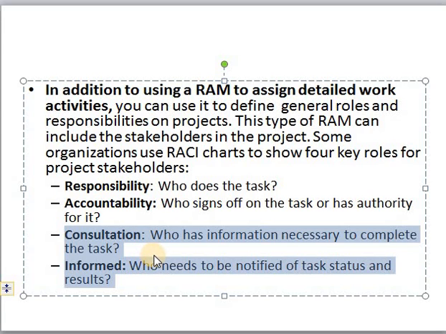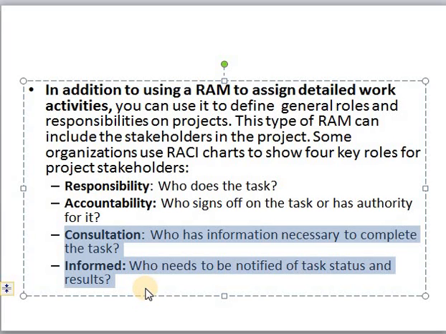So the next we have the consultation, and consultation means who has information necessary to complete the task. In order to complete a task effectively, you need sufficient information and the guidelines. So for the particular activity, who will be considered as a consultation member will be decided at every activity.